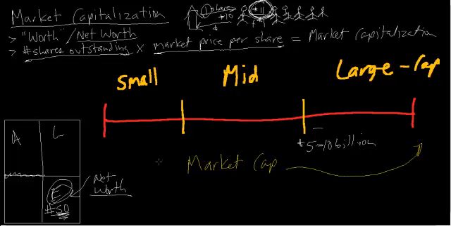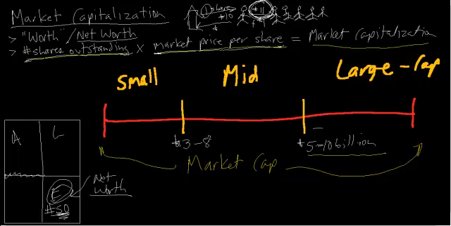All right. So we've kind of defined market cap up here as the number of shares outstanding times the market price per share. And so you can see that a large cap company is one whose market capitalization is somewhere between $5 and $10 billion. That's pretty sizable. A mid-cap company is a company whose market cap is probably on the order of 3 to 8 billion. And then a small cap company is typically those whose market cap is under 3 billion.